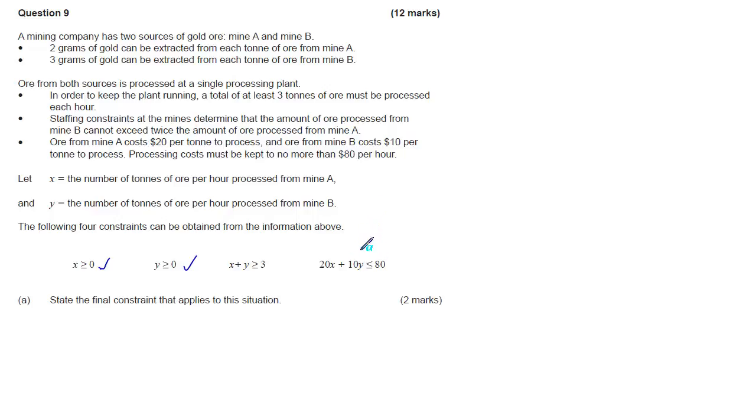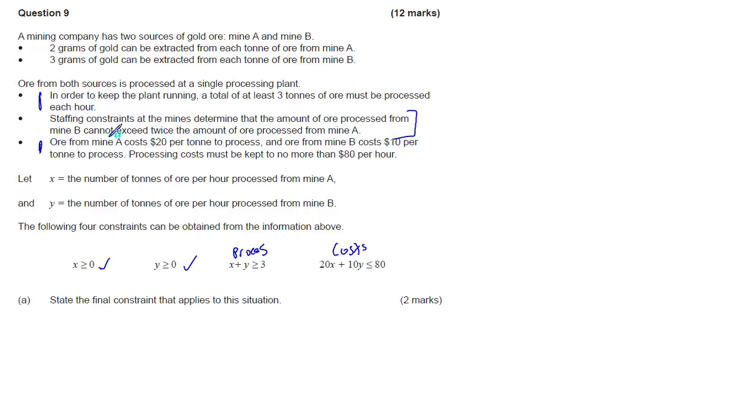This one here appears to be from the information in this paragraph here to do with costs. So this one is to do with costs. And x plus y is greater than or equal to 3 appears to be this paragraph here, where we have to have a total of at least 3 tons of ore. So this one is the process. State the final constraint that applies to the situation. That seems that it must come from the final paragraph just here.